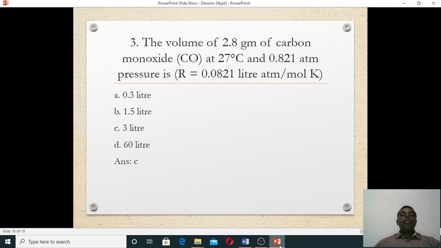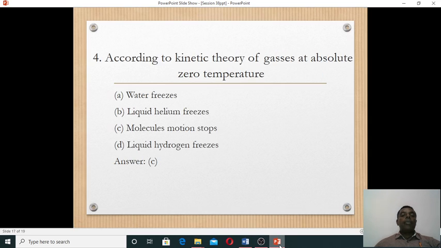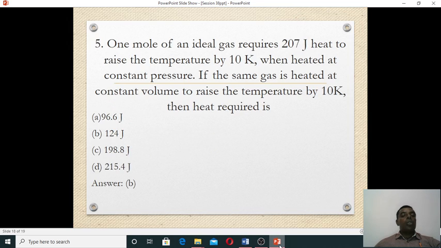What is the volume of 2.8 grams of carbon monoxide at 27 degrees Celsius and 0.821 atmosphere, where R is equal to 0.0821 liter atmosphere per mole per Kelvin? If we calculate, the volume is 3 liters. According to the kinetic theory of gases, at absolute zero temperature, does water freeze, does liquid helium freeze, does molecular motion stop, or does liquid nitrogen freeze? So it is that molecular motion stops.